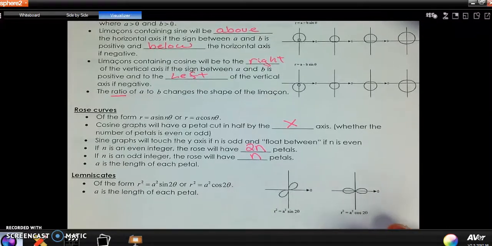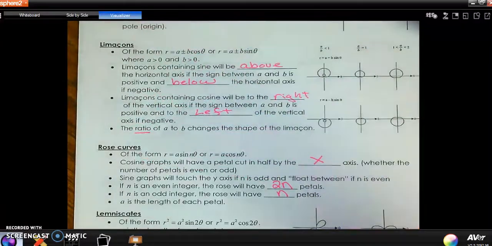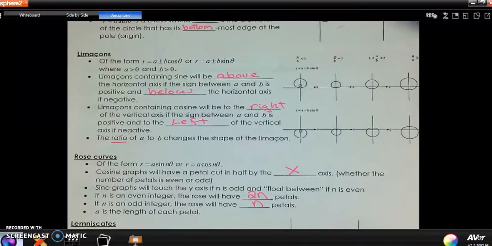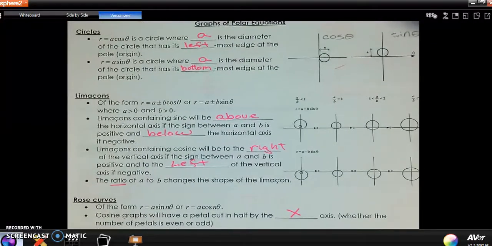And the lemniscates, those are kind of our figure eights or the infinities. I put them on there just so you'd kind of be familiar with them. These are not really on there quite as much. I would say that the main ones that they like to focus on are the roses and the limaçons. Okay, so it's just kind of an intro into the polar, and then we'll take a look at the next page in just a second here.